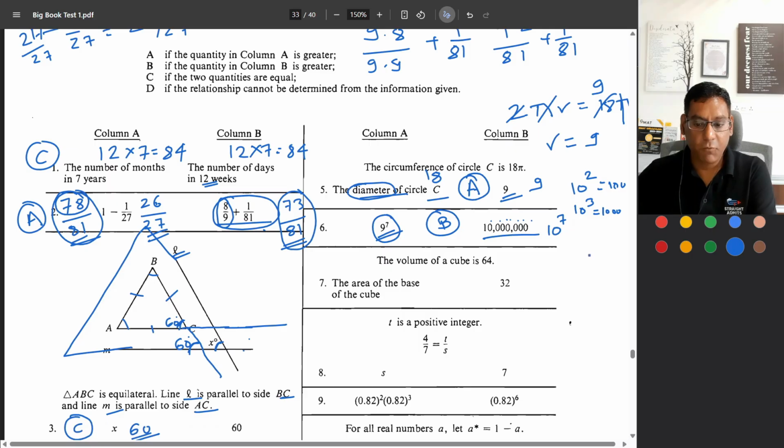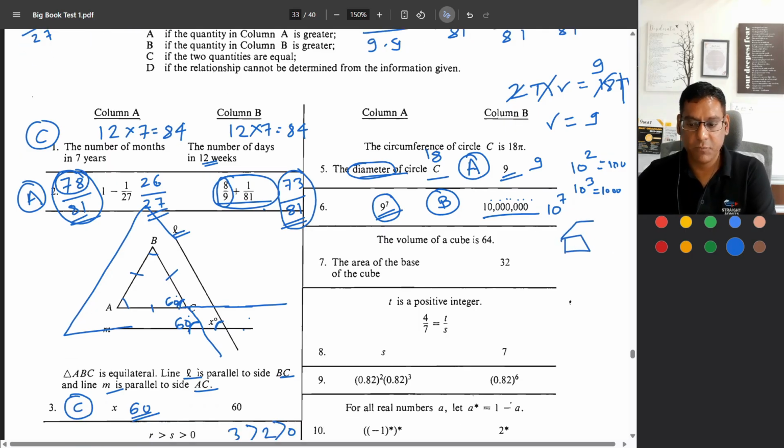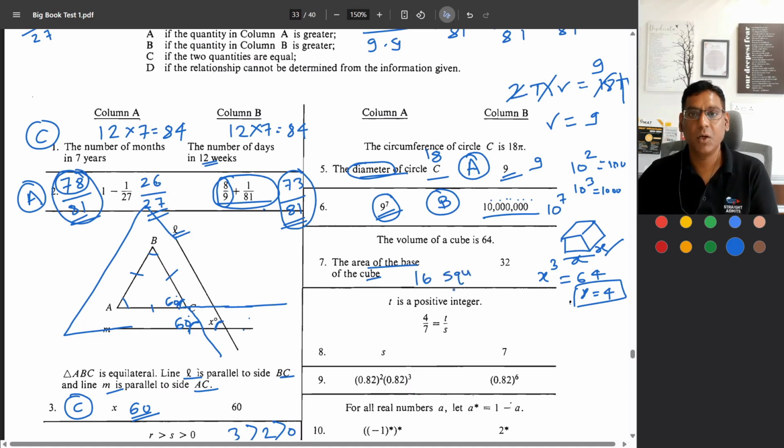Okay. The volume of a cube is 64. This is a cube. The volume of a cube is going to be, let's say if the side is x, volume is going to be x cube. So that is 64. So x is equal to 4. 4 into 4, 16. 16 into 4, 64. Okay. So x is 4. What is the area of the base of the cube? That's going to be this side multiplied by this side. That means it's going to be 16 square units. Okay, they have not given the unit here, but whatever, 16 square units, and we have 32 here. So again the answer is going to be B.